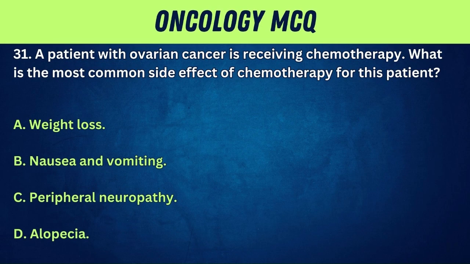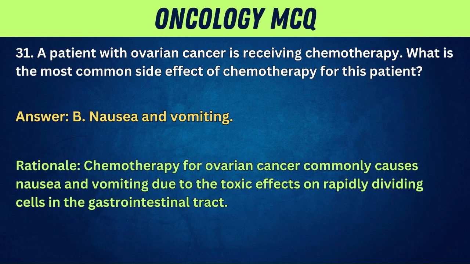31. A patient with ovarian cancer is receiving chemotherapy. What is the most common side effect of chemotherapy for this patient? A. Weight loss. B. Nausea and vomiting. C. Peripheral neuropathy. D. Alopecia. Answer: B. Nausea and vomiting.